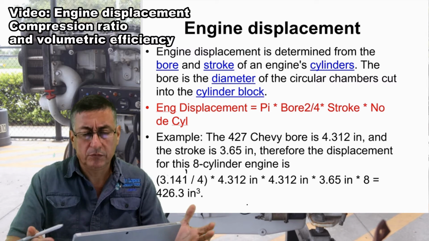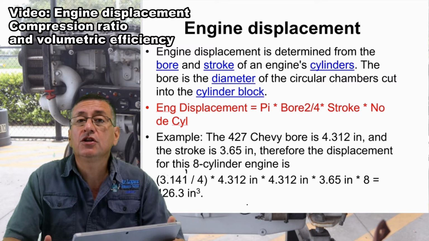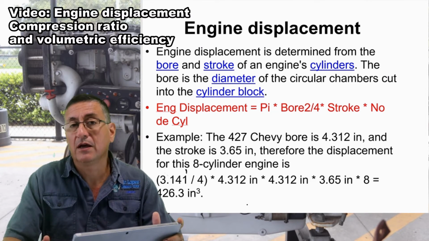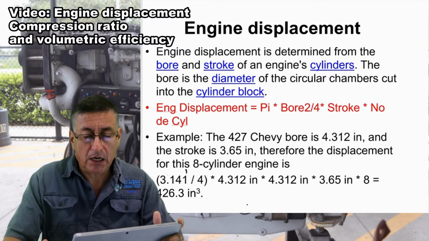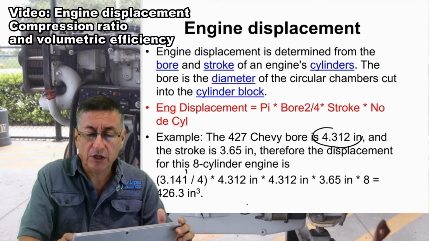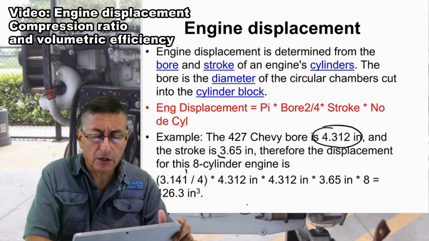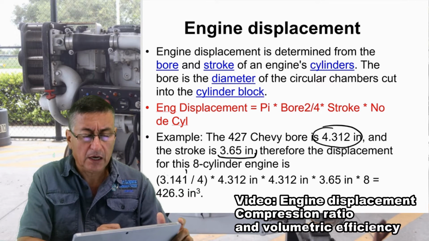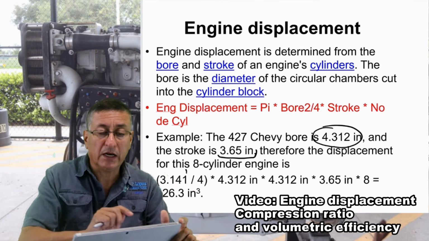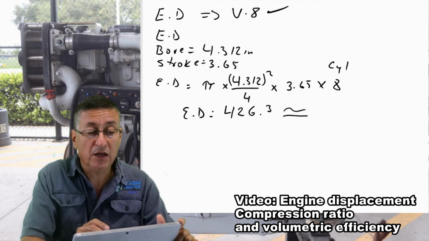I have an example. You have this example in your book. We are going to calculate the engine displacement for the typical 427 V8 Chevy. And we have some measurements. We know the bore is 4.312 inches, and we know the stroke is 3.65, and we are going to calculate the engine displacement for a V8 engine.